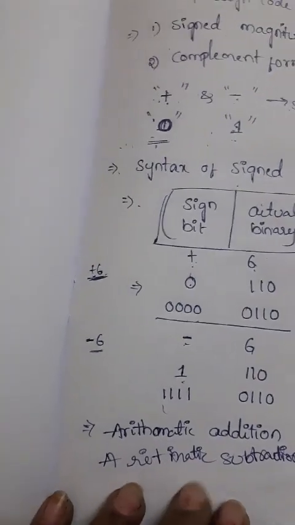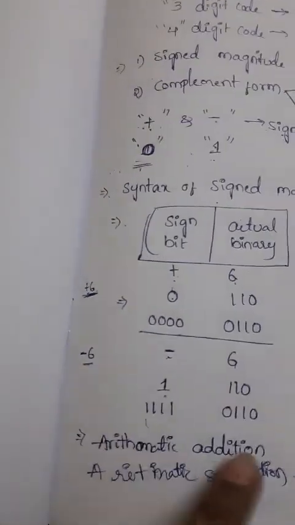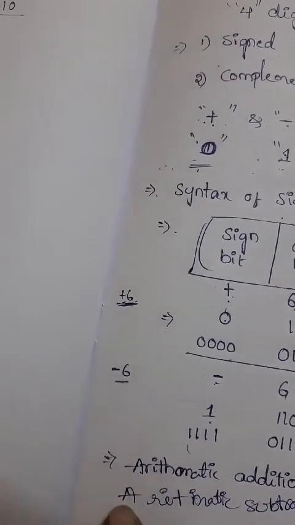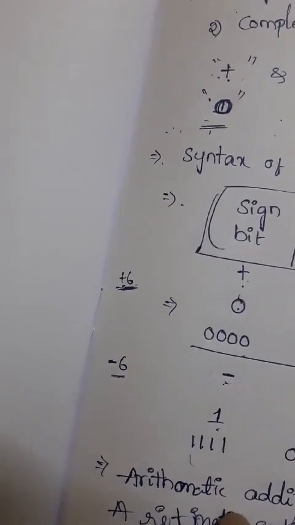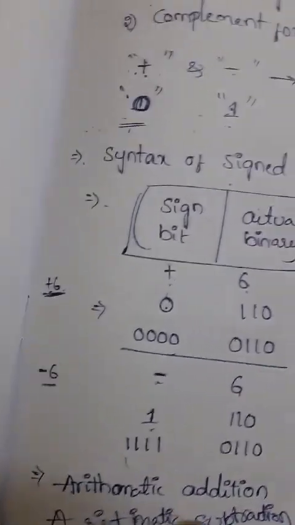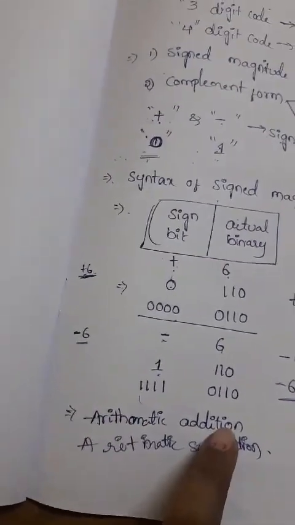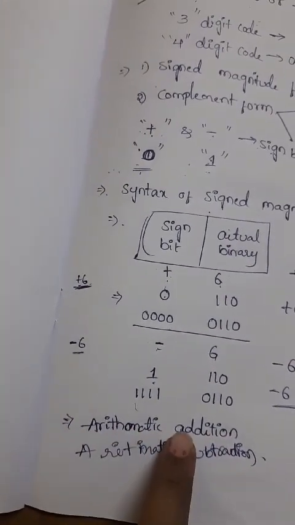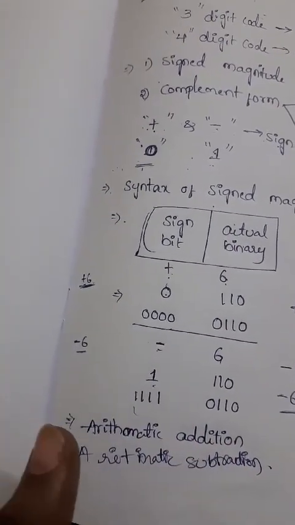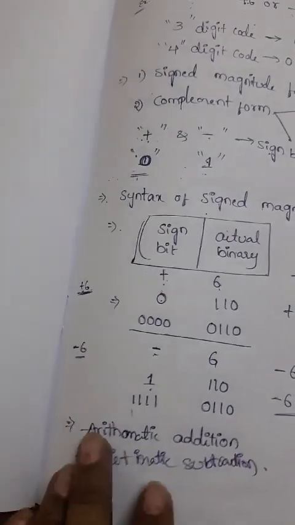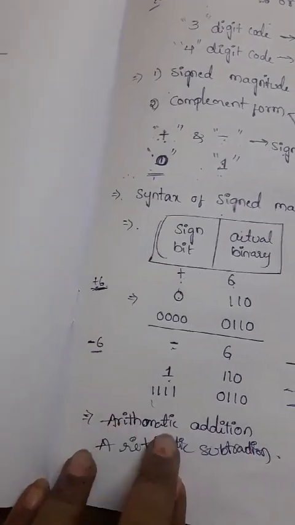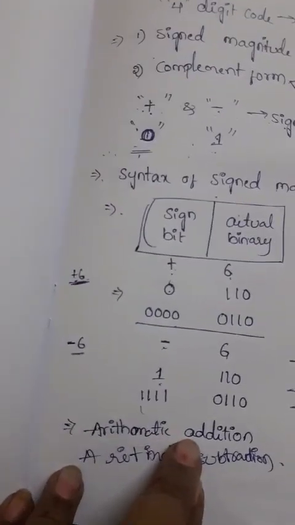Like that, here the addition of two numbers in the signed magnitude system follows the rules of ordinary arithmetic addition. Whatever rules we have in the normal addition process, the same rules will be followed in the arithmetic addition here.